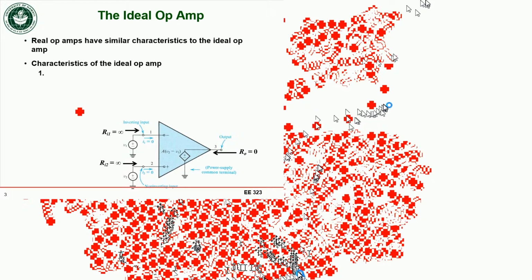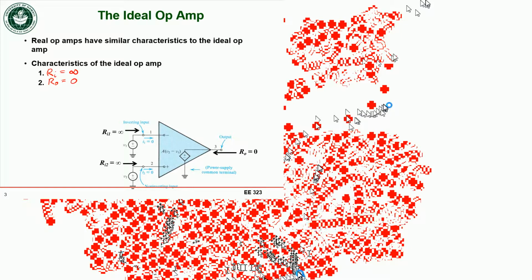The first one is that the resistance going into any input terminal of my ideal op-amp is infinite. That's also marked on this schematic diagram on the bottom. If I look into the inverting input, that resistance is infinite. If I look into the non-inverting input, that resistance is also infinite. If I look at the output resistance of the op-amp, that's 0. So looking into this output terminal, that resistance is equal to 0.